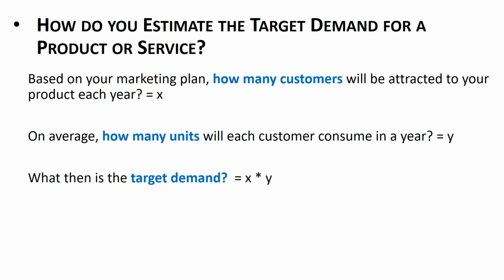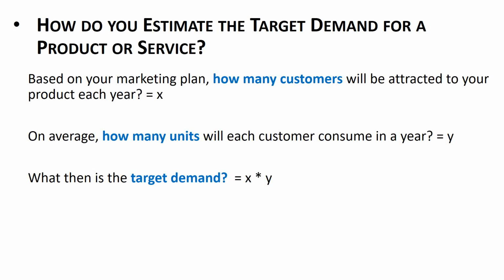What then is the target demand? So the demand that you're targeting is X times Y, 5,000 times 4. So 20,000 t-shirts is what we are targeting to sell. Okay, so that's the target demand.